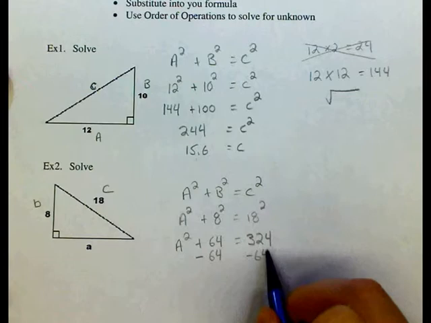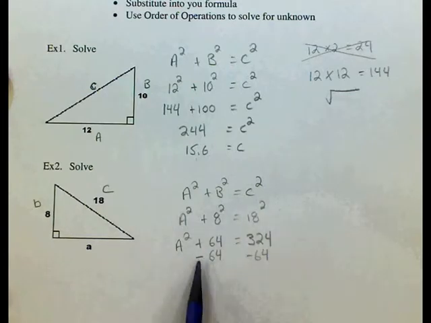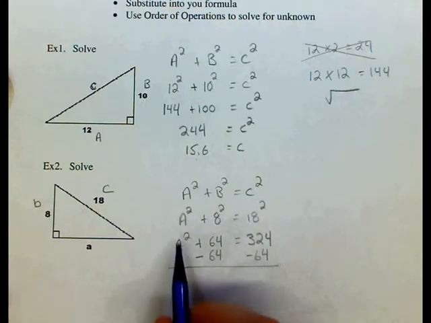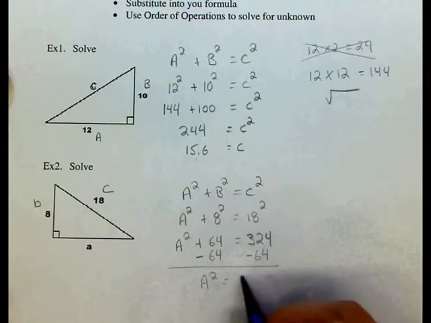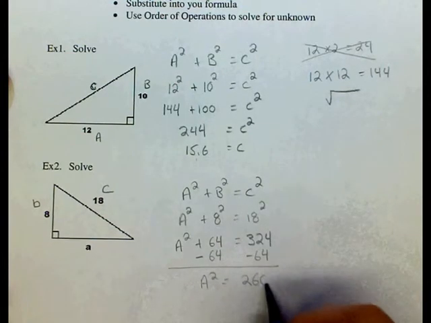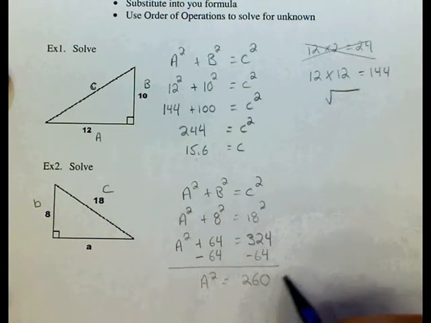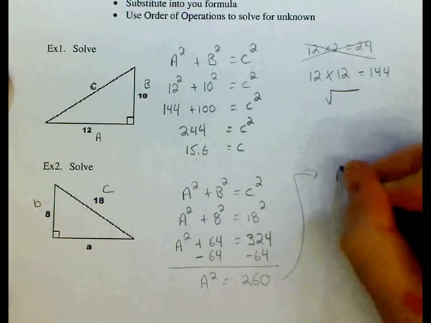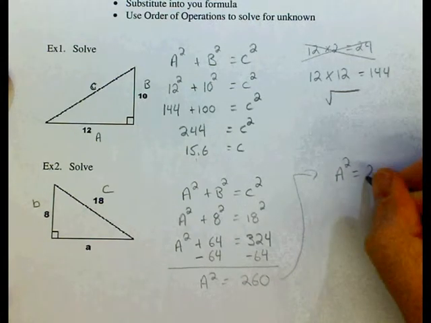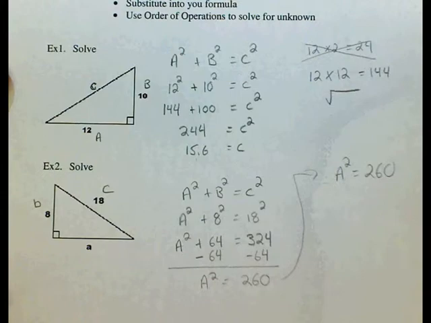That equal sign is our balance beam. So if we're going to subtract 64 from the left, we subtract 64 from the right. Well, what do I get? I'm left with A squared equals 260. I'm going to move up here just to save some space. A squared equals 260. And we got to solve for A. We got to go back and do that square root.